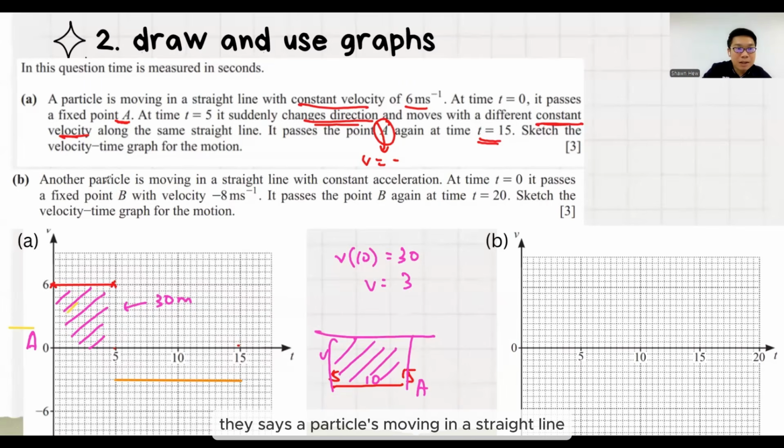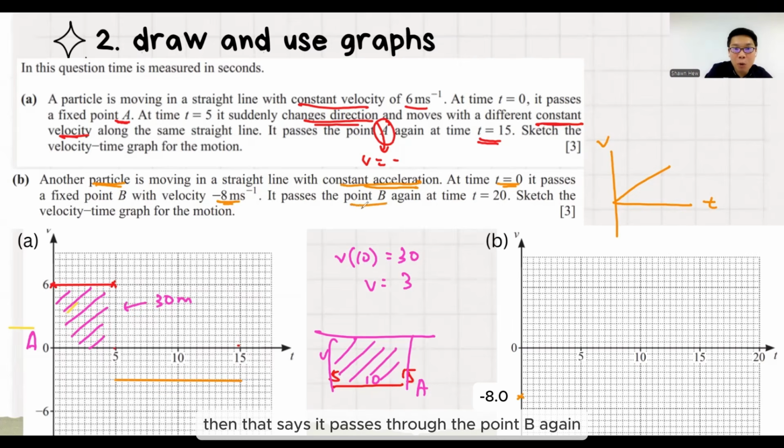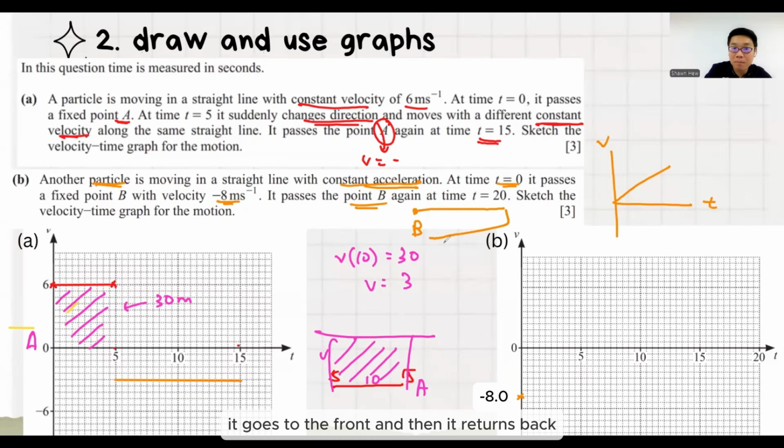Okay, part B, they say a particle is moving in a straight line with constant acceleration. Constant acceleration in a velocity-time graph is a straight line going up. They say at time t equals 0, it passes through a fixed point with velocity of -8. So -8 is here. Then it says it passes through the point B again, which means from point B, it goes to the front and then returns back.